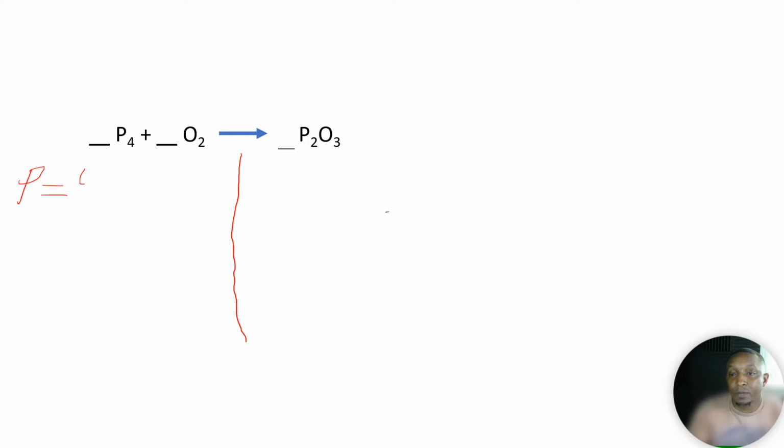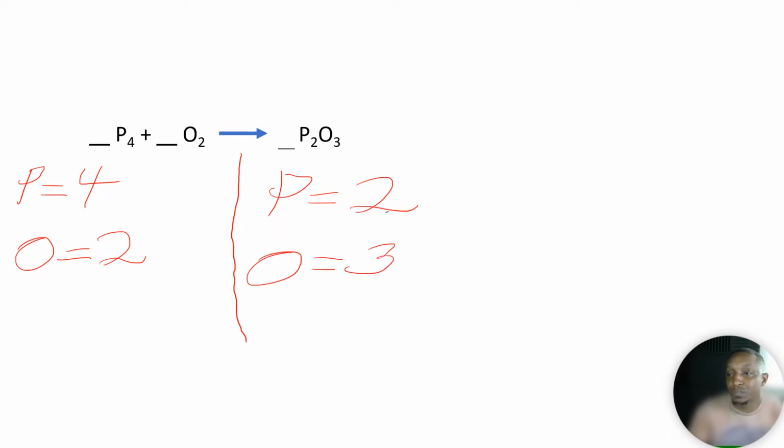And I can tell that we have 4 phosphorus on the reactant side and we have 2 oxygen on the reactant side. The way I can tell is because I'm looking at these subscripts right here. Then let's go to our product side. On our product side, we have 2 phosphorus right here, and then we have 3 oxygen right here.